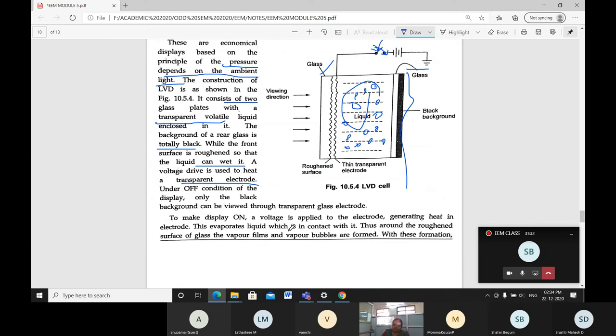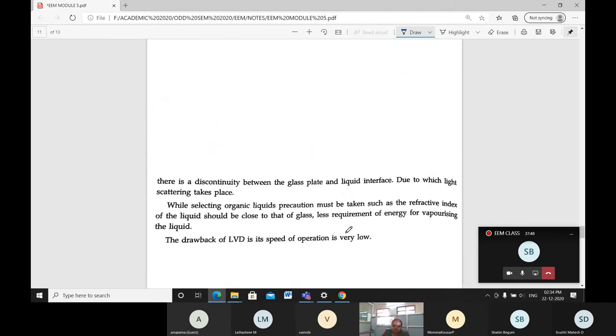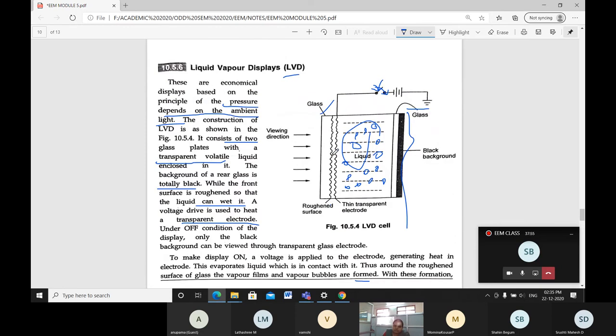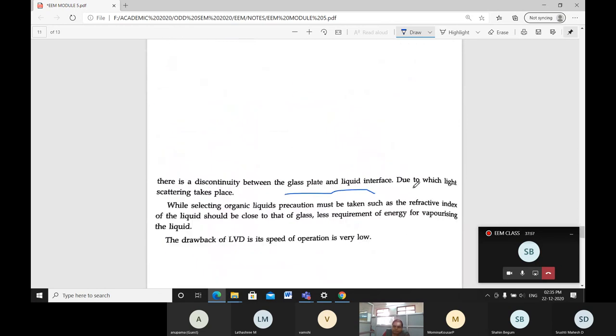This evaporates the liquid in contact with it, thus around the roughened surface glass, vapor films and vapor bubbles are going to be formed. With this formation, there is a discontinuity between the glass plate and the liquid interface, due to which light scattering takes place. Light is going to be scattered in all directions.